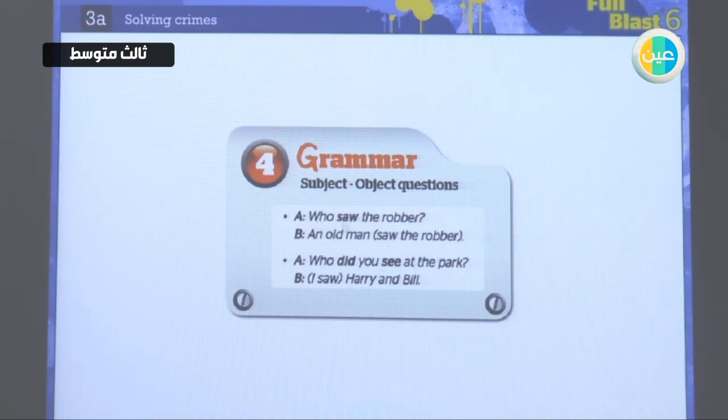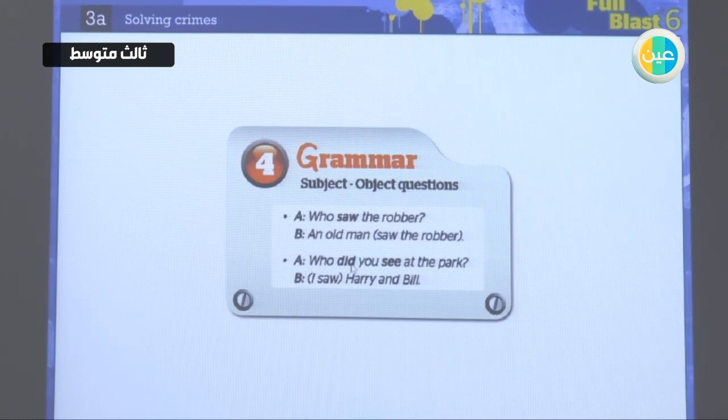The first one, who saw the robber? The second one, who did you see at the park? Now look at the words in bold, as I said, and try to figure out the differences between them. Okay, so the first verb is made without an auxiliary, while the second one, see, is made with the help of an auxiliary.